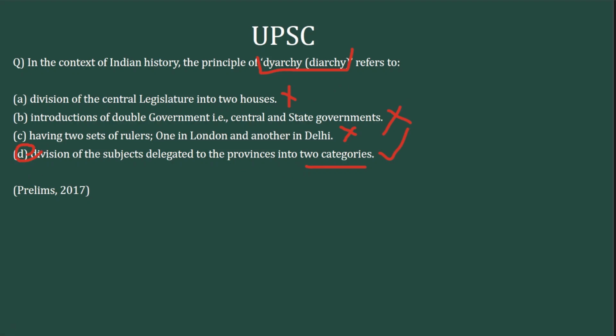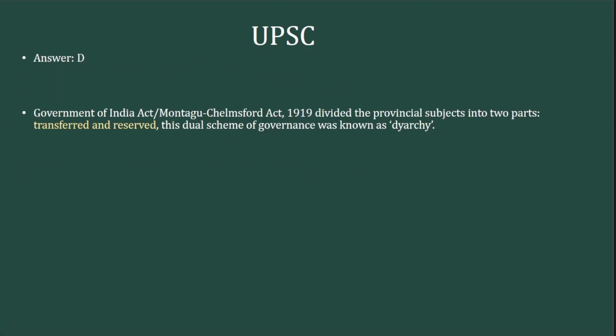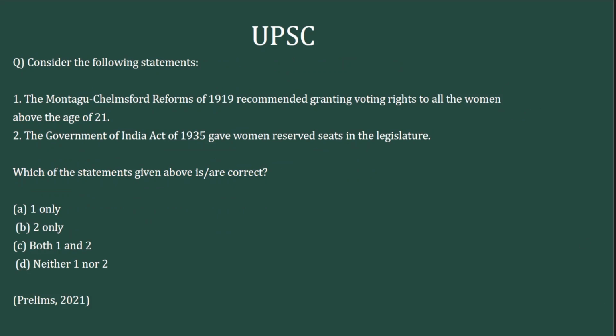If you look at the 3 questions that came so far, it's more about concept and not about facts. See the final question here, it came in 2021. Now here the nature of question changes. Now it's more about specifics rather than about the very concept itself. The Montague-Chelmsford reforms 1919 recommended granting voting rights to all the women above the age of 21. Now this all is the catch here.